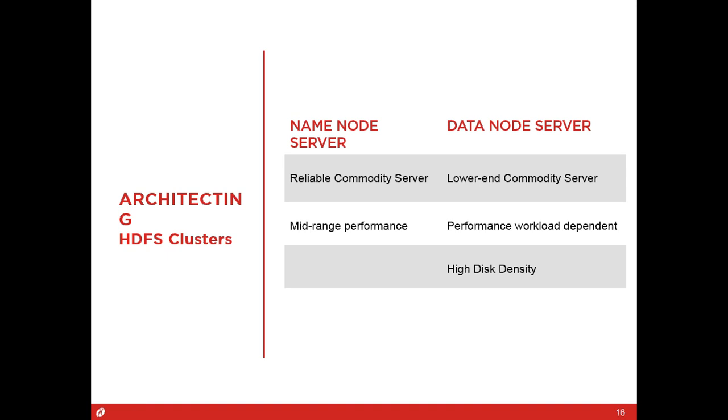Now, sizing the data node hardware is a little bit more complex, since this is where the data is stored and where the work is done. Now, reliability isn't key here with the data node, as HDFS can cope with a lot of the data nodes failing pretty easily. But we do want to choose a commodity server that has a high disk density in order to minimize our costs. In terms of CPU and RAM configuration, this is dependent on your workload and is something that we will explore further in future episodes.